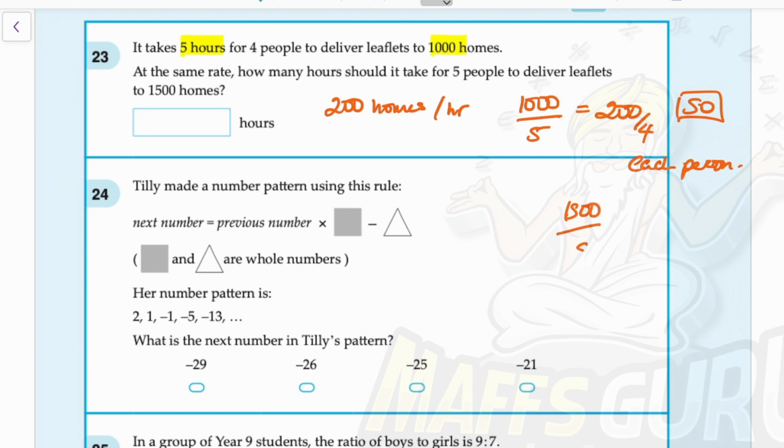Divide that by 5 people is going to give me 300. So that's 300 leaflets per person. And because they can each do 50 in an hour, we're going to divide that by 50. And 300 divided by 50 gives me 6 hours, right? 6 hours. Now again, I hate these questions.